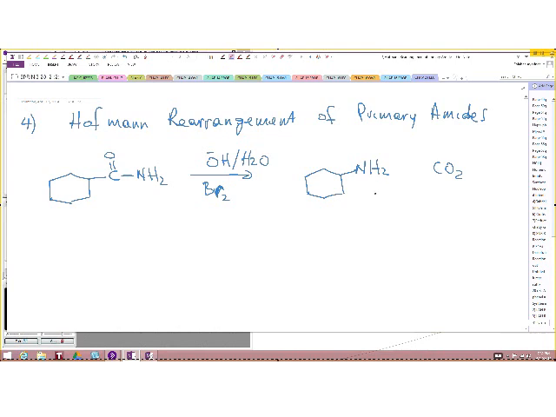So this is a reaction or method that allows you to lose a carbon atom in a given molecule. For example, I could take this molecule here, benzamide. Using this particular reaction is what we refer to as Hofmann rearrangement. This is bromine.